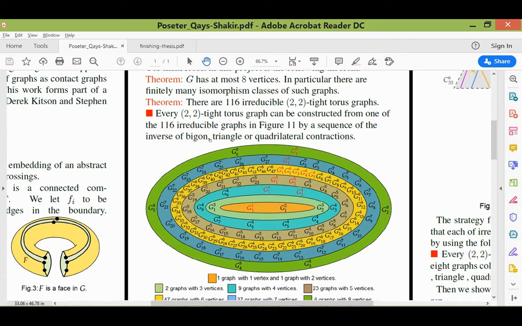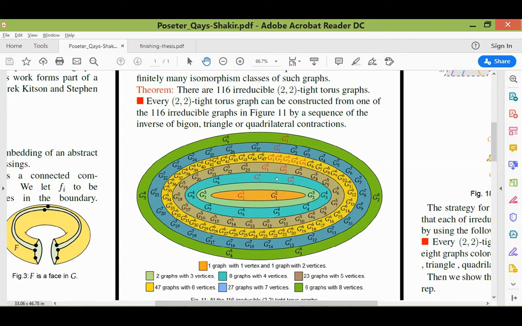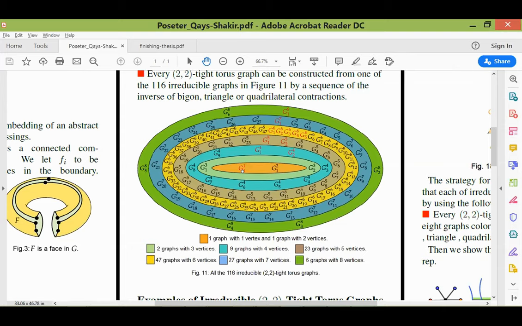The other problem that we faced is how to display all these graphs. Although I'm here just displaying the names or the symbols of such graphs, I have the exact structure of each graph in my database. So here, for example, G11 means that there is only one vertex, and G12 means I have only one irreducible 2-2 tight graph with two vertices.